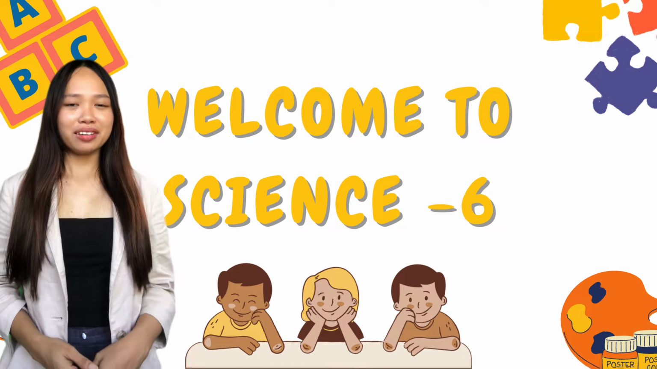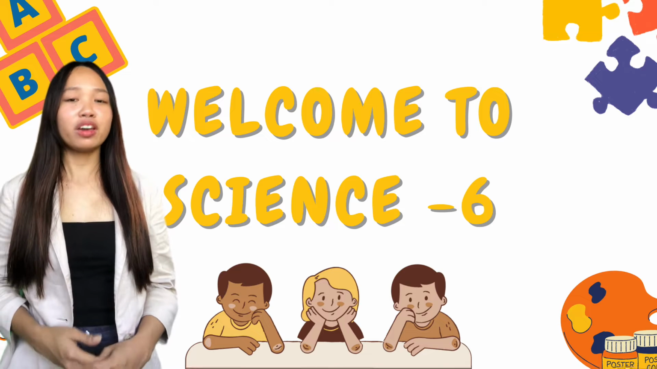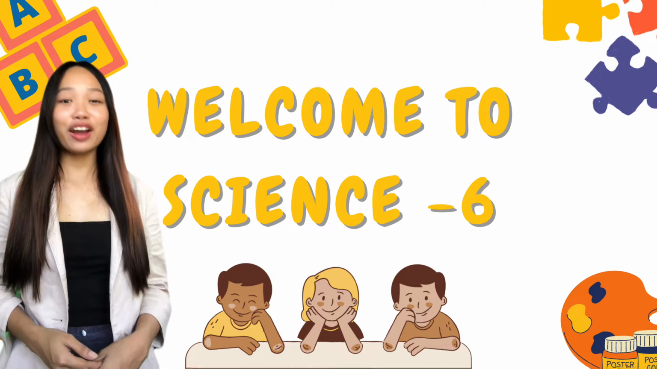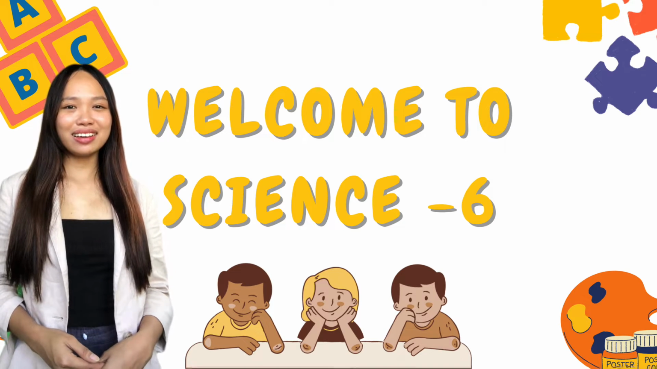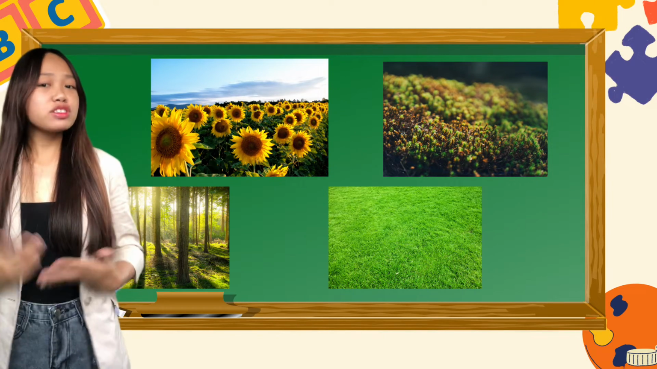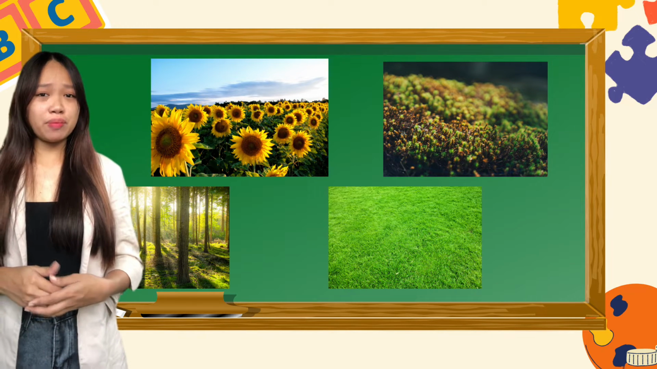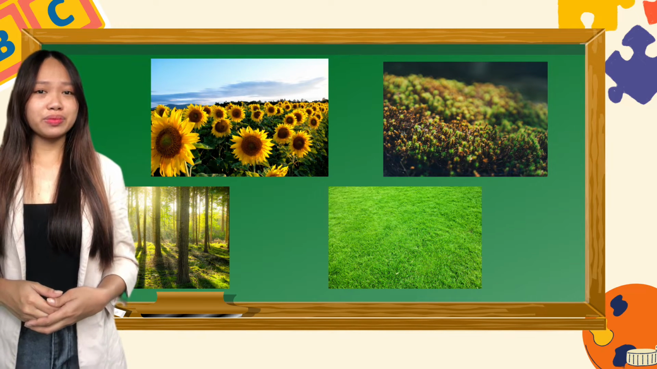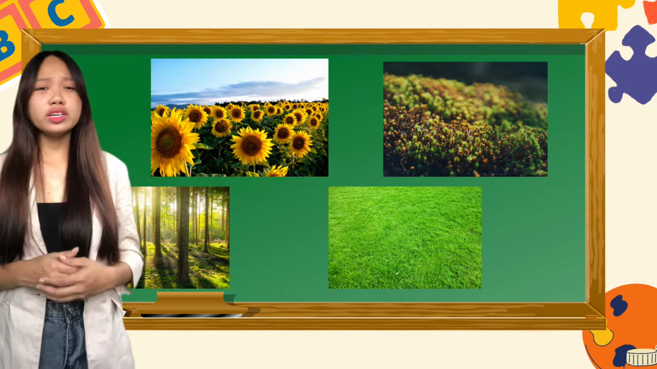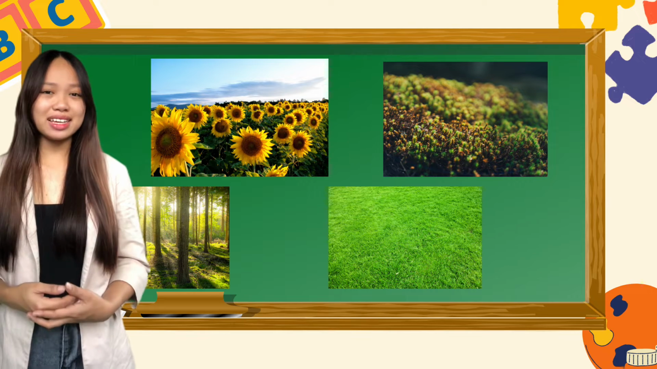How are you today? I hope you're doing great, because today we will be learning about the common characteristics of plants. Are you excited? Alright, let's begin. Today we will be talking about an interesting topic. Can you tell me what you can see in this picture? Yes, you can see sunflowers, trees, algae, and grasses.